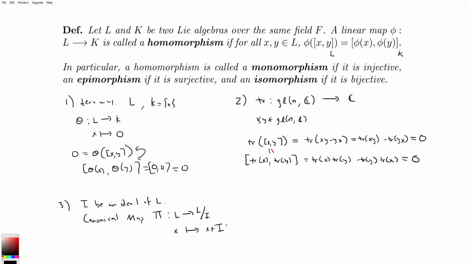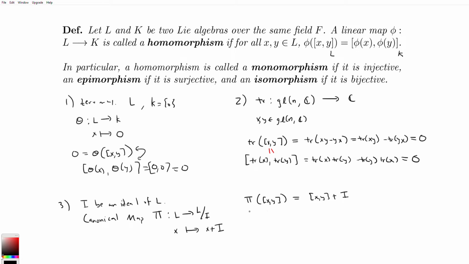So this map will prove to be really useful, especially if we're smart with our choice of ideal. And so let's see that this map preserves the bracket. So let's start off with pi of x bracket y for two arbitrary vectors x and y in L. And so this, by definition, is going to be x bracket y plus I.